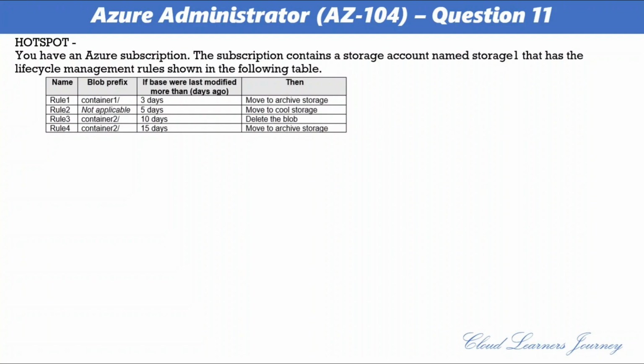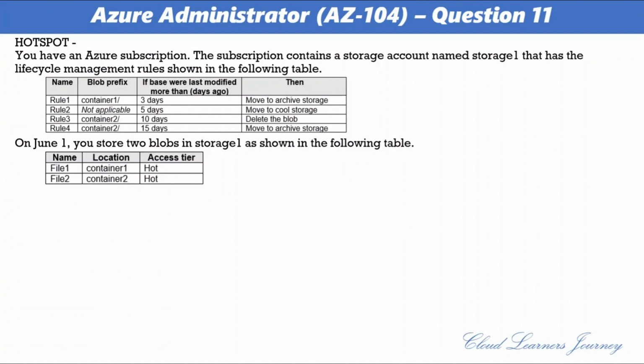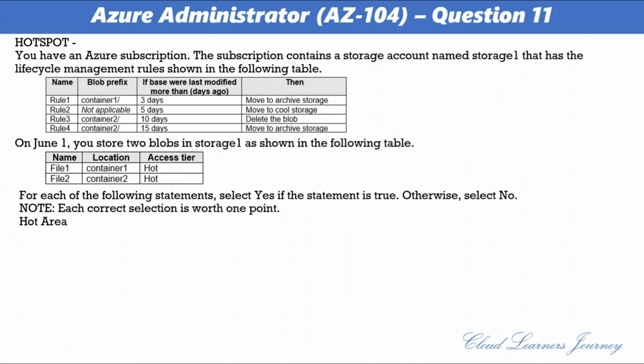Rule 3 with blob prefix container2: if base blobs were last modified more than 10 days ago, then delete the blob. Rule 4 with blob prefix container2: if base blobs were last modified more than 15 days ago, then move to archive storage. On June 1, you store 2 blobs in Storage1 as shown in the following table. File1 in container1 with access tier hot, File2 in container2 with access tier hot. For each of the following statements, select yes if the statement is true, otherwise select no.